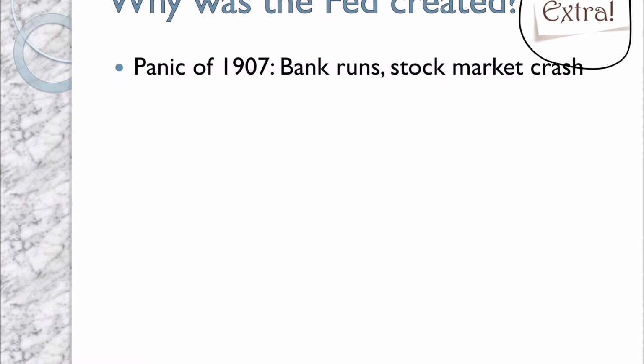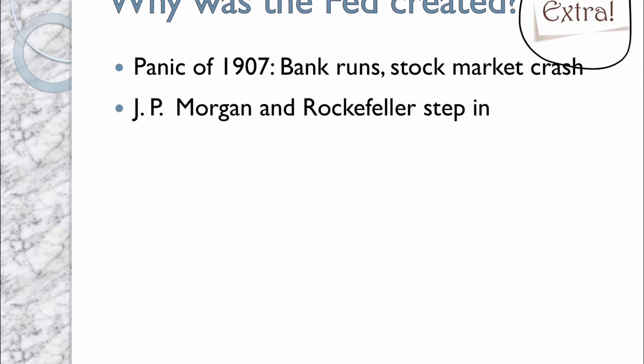To try to deal with the Panic of 1907, the economy turned to two individuals. First, J.P. Morgan, a New York City banker. He was able to obtain $25 million of U.S. Treasuries, which he deposited in these New York City banks. They also turned to John D. Rockefeller, who was the richest man in America at that time, and he deposited $10 million into these New York City banks, which actually saved the banks.